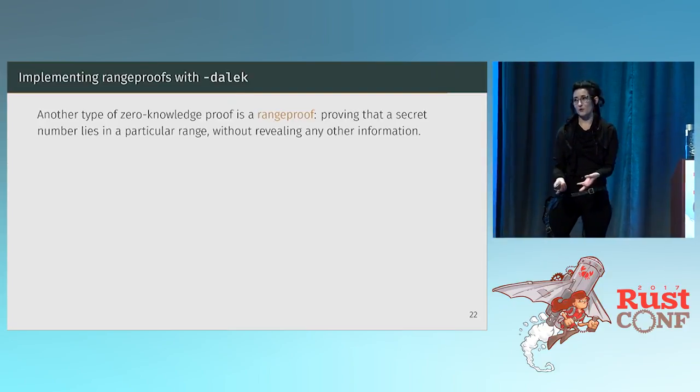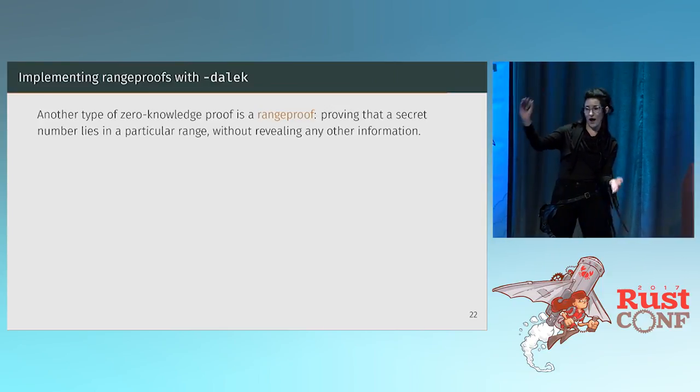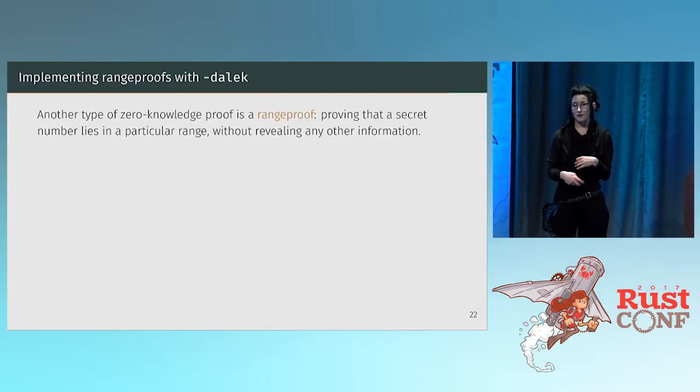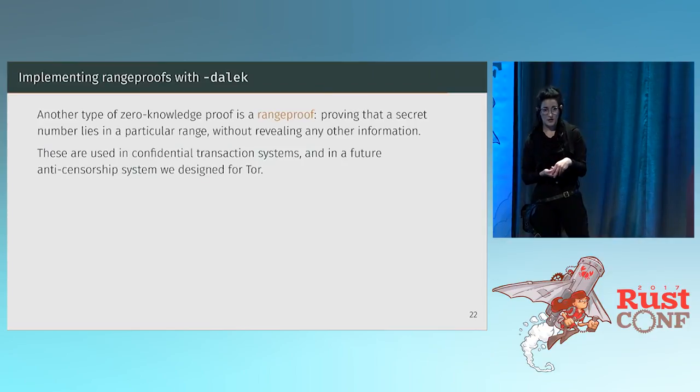So you have to do what's called a range proof, which is saying, I know an X, and it's between Y and Z. And there are ways to do this in zero knowledge without giving away any information about X, other than that it lies in the correct range.